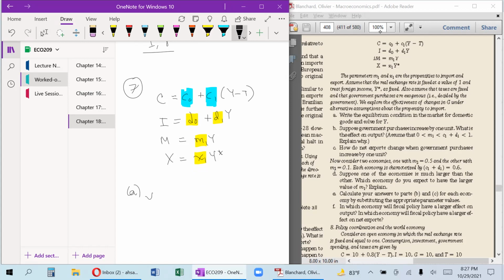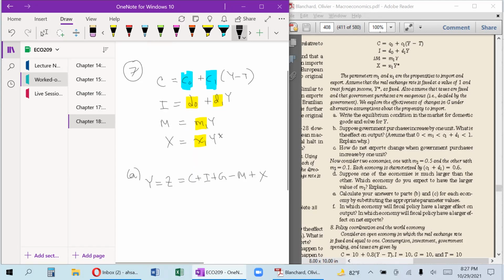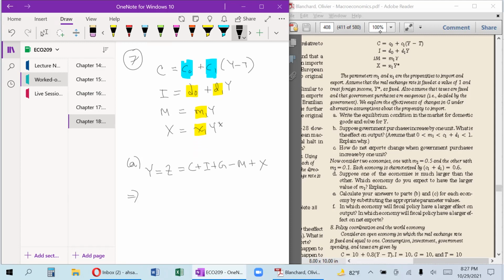So what's the equilibrium condition? Y equals Z, and we know that Z is equal to C plus I plus G minus M plus X. So now we just plug in the values, and we will get Y equal to C0 plus C1 (Y minus T) plus D0 plus D1 Y plus G minus M1 Y plus X1 Y star.